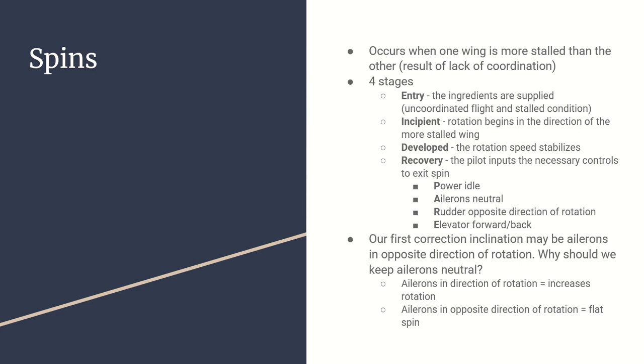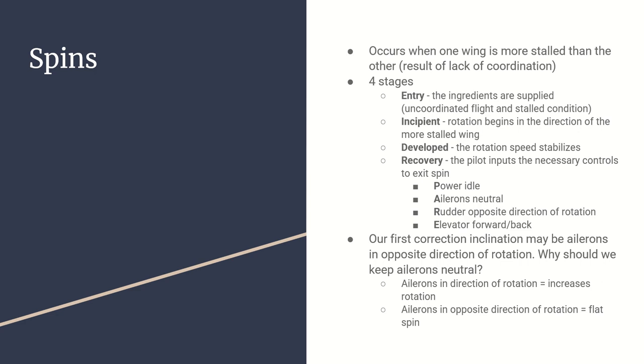Once we've had that happen, once the rate of rotation stabilizes and there's no more acceleration in any manner, then we are in the developed stage, right? So everything is stable, and then recovery is the last part of that. We list recovery as a separate stage because it is, but hopefully we are looking to put the recovery between the incipient and developed stages if we were to actually get into a spin.